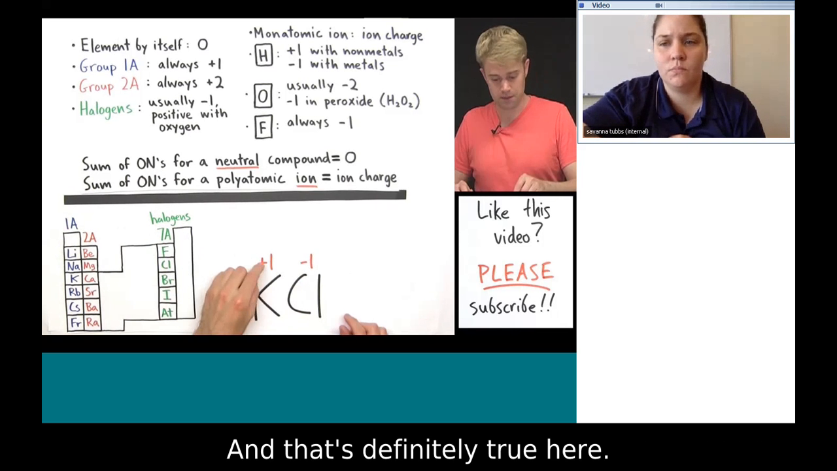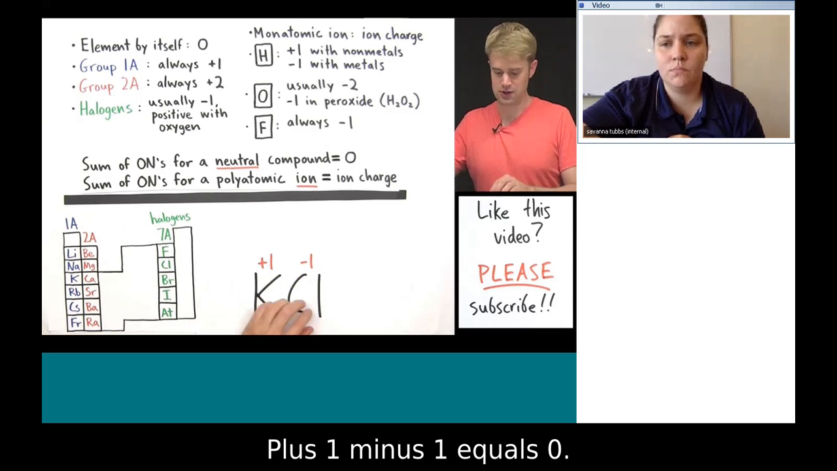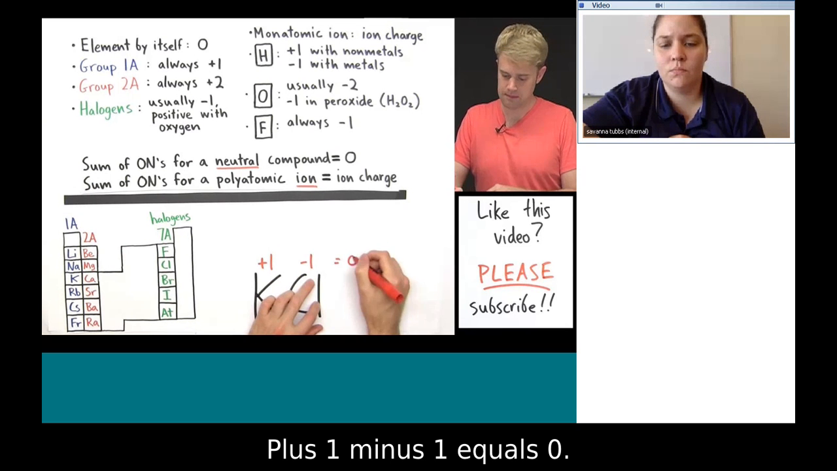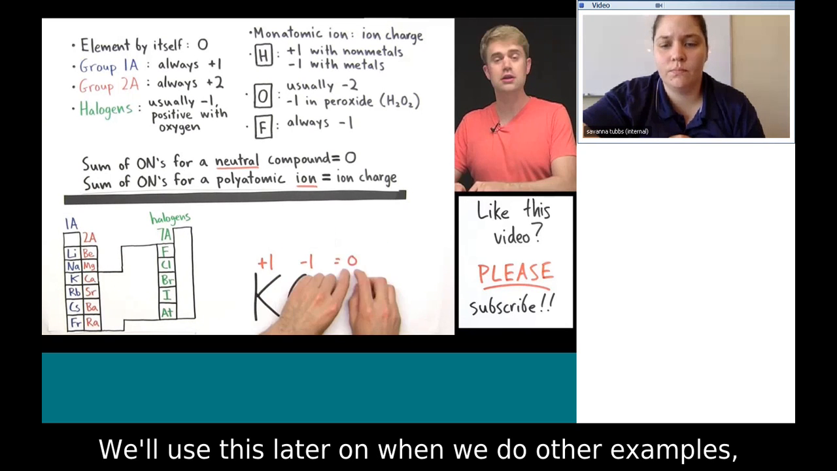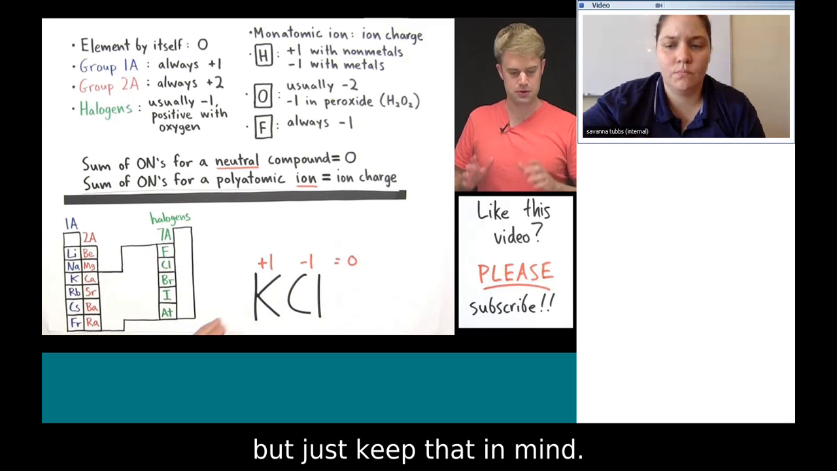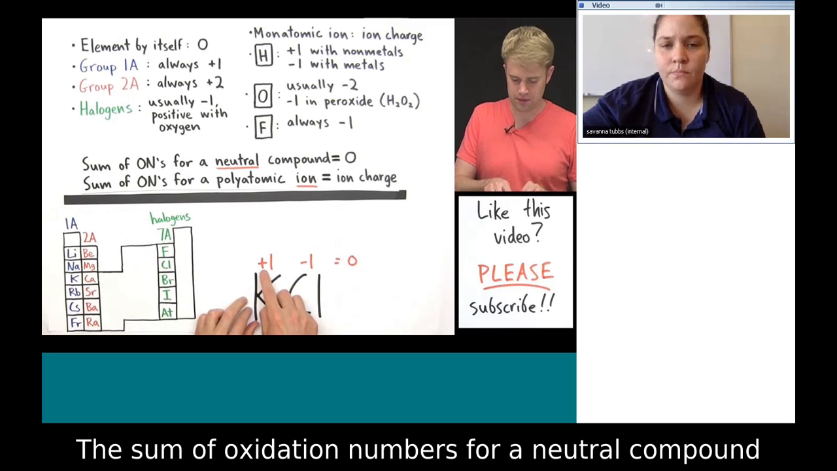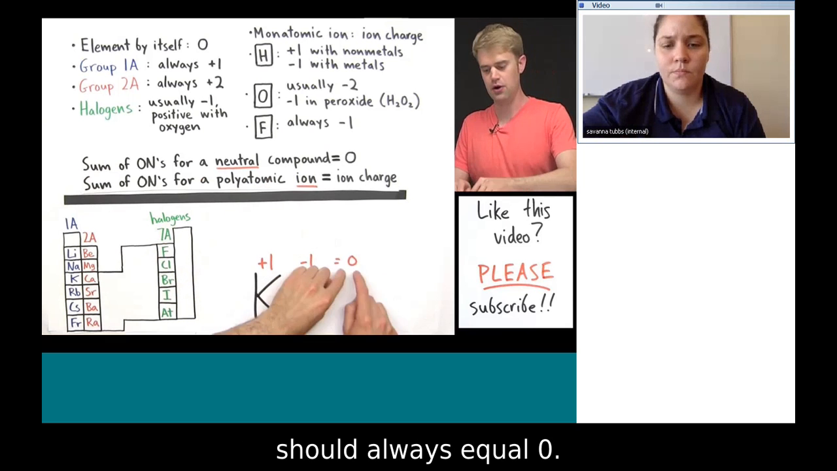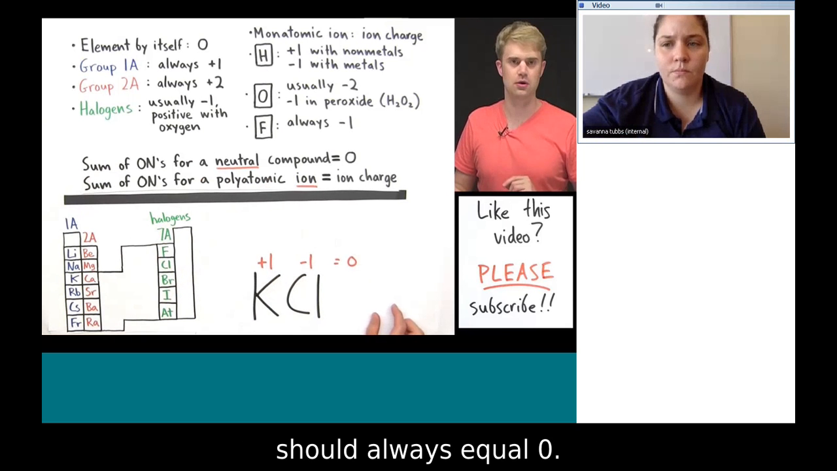And that's definitely true here. +1 minus 1 equals 0. We'll use this later on when we do other examples, but just keep that in mind. The sum of oxidation numbers for a neutral compound should always equal 0.